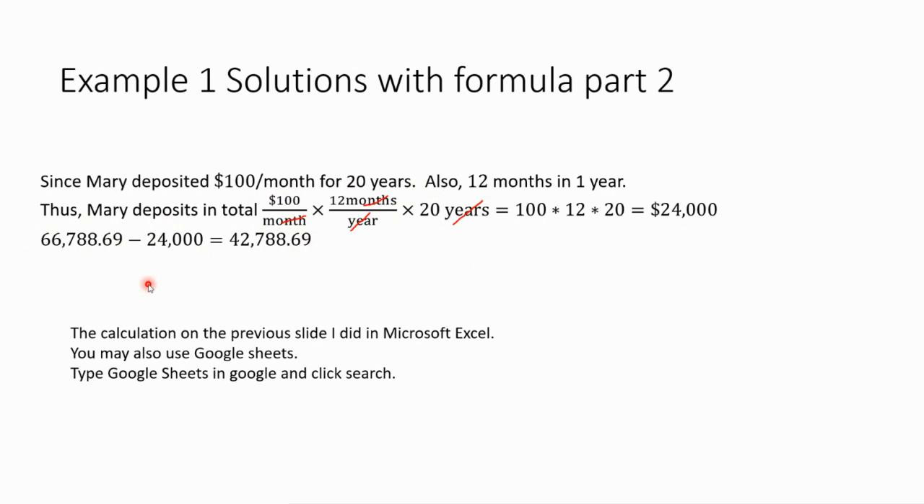$42,788.69. Again, the amount in the account that did not come from her depositing money directly, that's the interest. In other words, this is how much is in the account, but she only deposited in total $24,000. Well, anything left over had to have come from interest. That's what this is. So that's the total interest. Are there any questions about this?